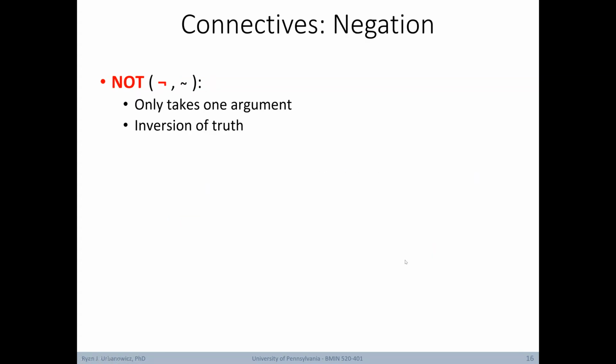Now let's discuss negation, or "not", represented by this symbol. Unlike the other two connectives we've talked about so far, not only applies to one proposition at a time. Not basically inverts truth. Here's our truth table. When we have false for P, it becomes true when we have not P, and vice versa.